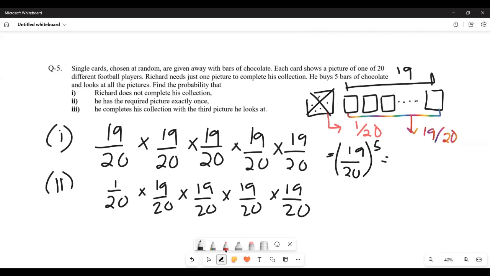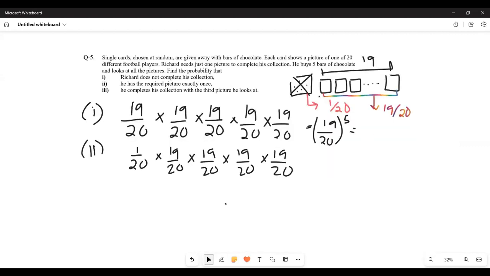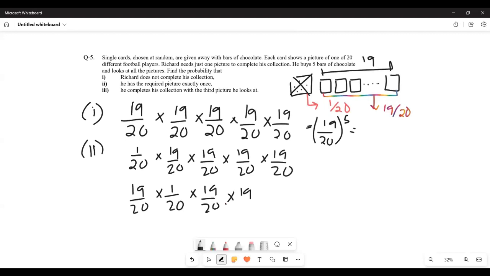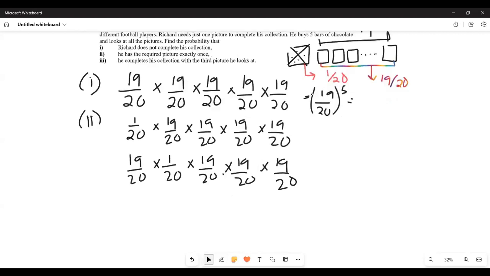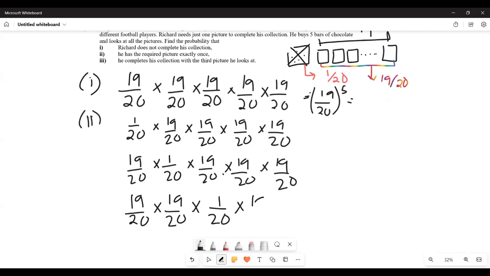But what if he gets that desired card in the second chocolate? तो फिर हमें 19/20 पहले लिखना पड़ेगा, सेकंड के साथ 1/20 लिखना पड़ेगा, और बाकी 3 के साथ 19/20 लिखना पड़ेगा. Now, what if he gets the desired card in the third chocolate? So he didn't get the desired card in the first chocolate, didn't get it in the second chocolate, got the desired card in the third chocolate, then he didn't get it, then he didn't get it.